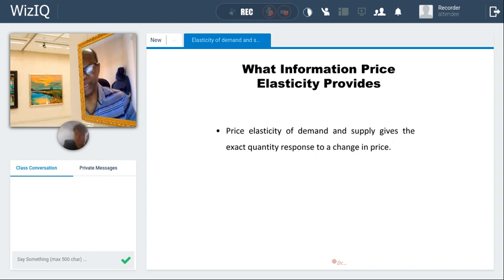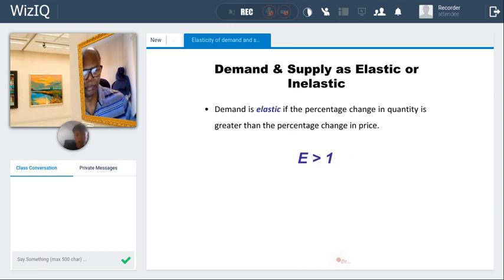But we are talking about the importance of price elasticity of demand in helping us as business people. Demand is elastic if the percentage change in the quantity is greater than the percentage change in the price. So think of that formula: the percentage change in the quantity is at the top, and the percentage change in the price is at the bottom, divided.